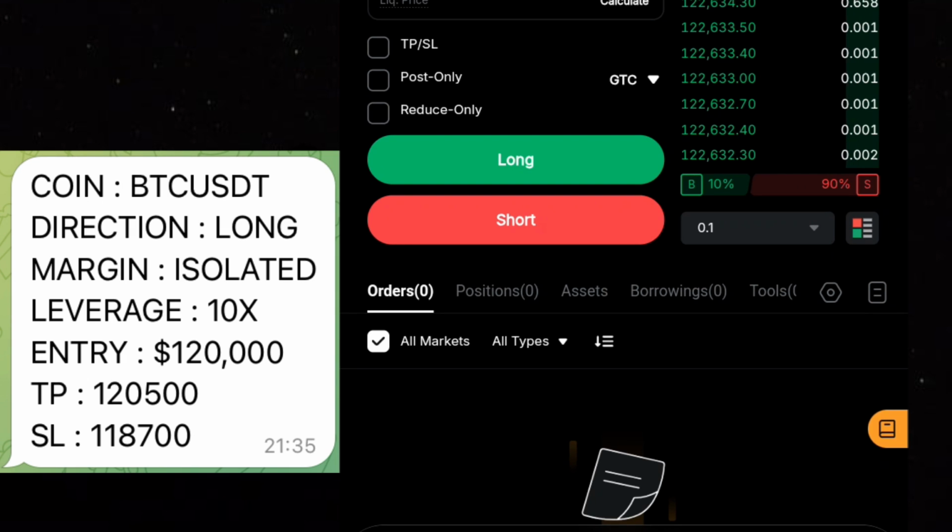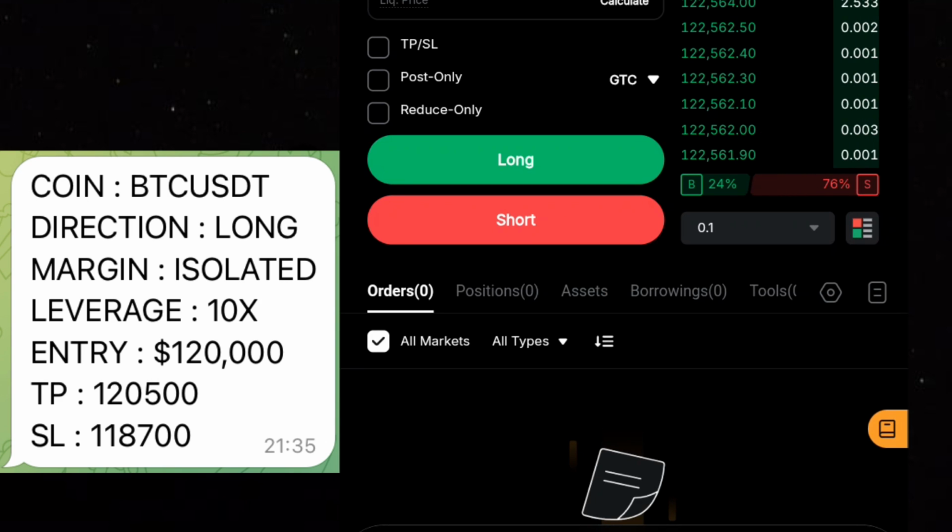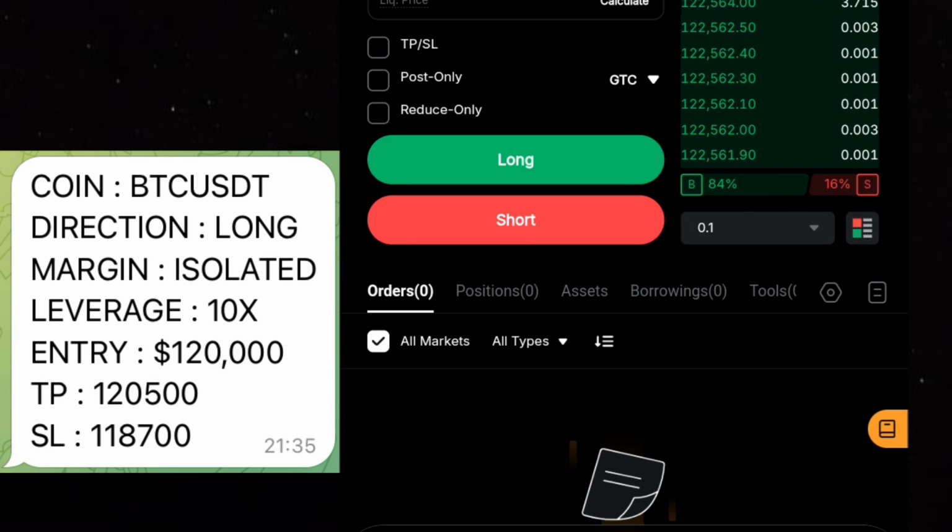Okay. Now, if the direction is short, that means you're predicting that the price is going to come down. Now, if you use the short direction and the market starts coming down, you make money. If the market starts going up, you lose money when you use the short. All right. So here you can see that the direction is long, so we're going to click on long. Okay, and it brings us here.